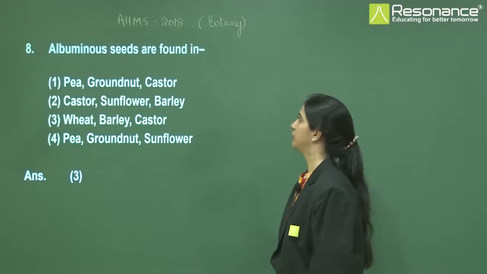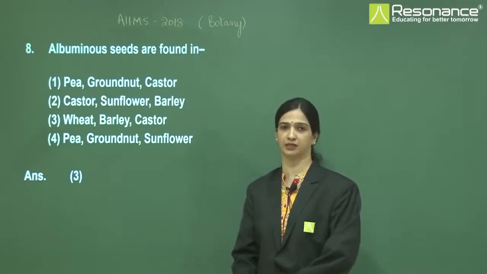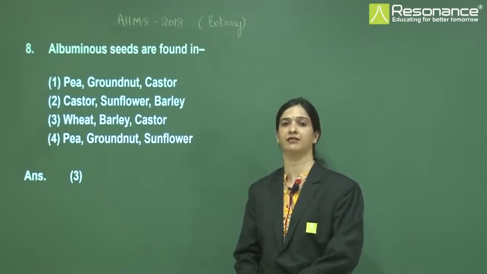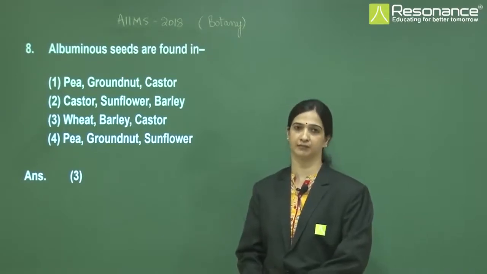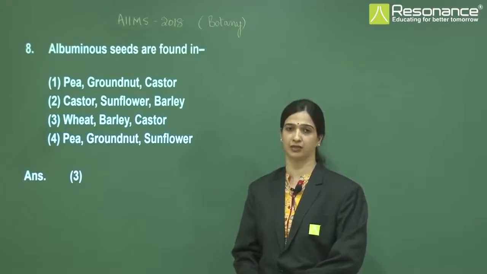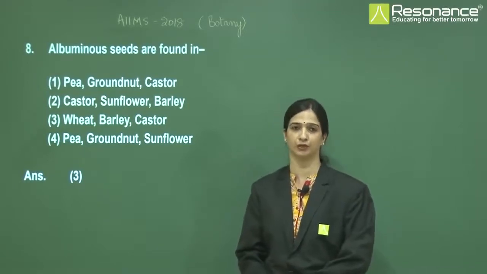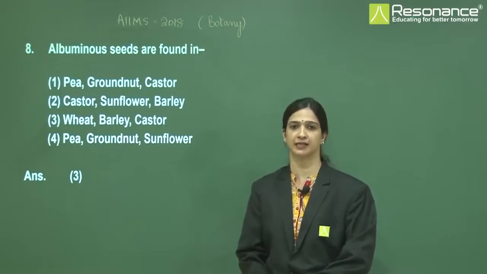Question number 8, albuminous seeds are found in. Albuminous seeds are also known as endospermic seeds. They are the characteristic of the monocots in which the seeds have the endosperm. It is not completely utilized during the embryonic development. But in certain cases of dicots like castor, they also have endospermic seeds. Otherwise, generally dicots do not have endosperm in their seeds. They are non-endospermic, but castor is an exception.